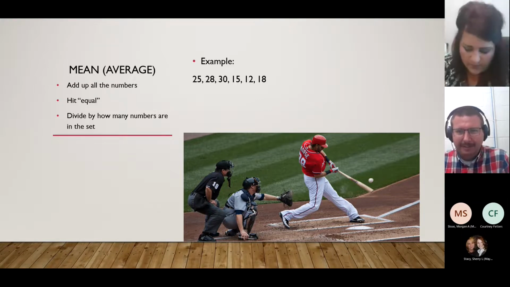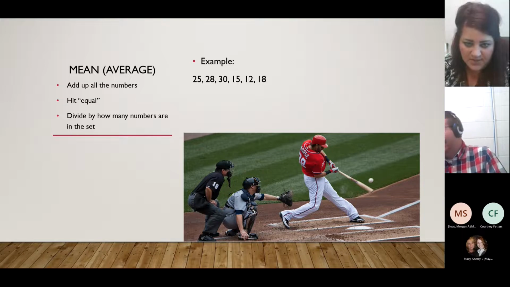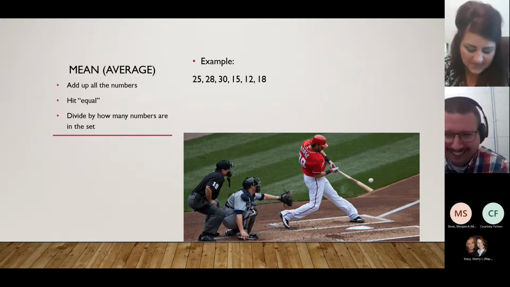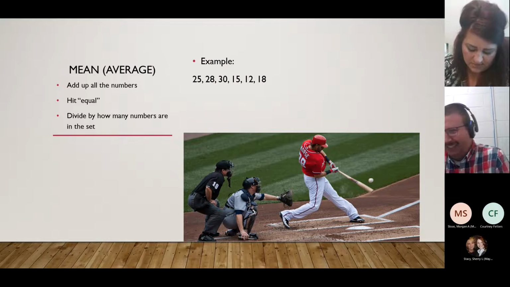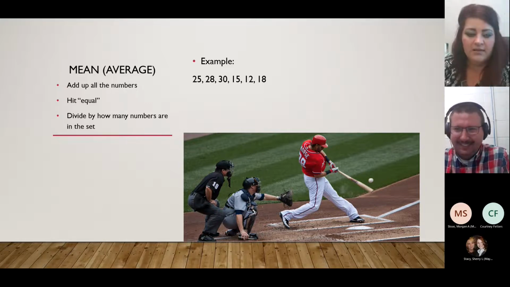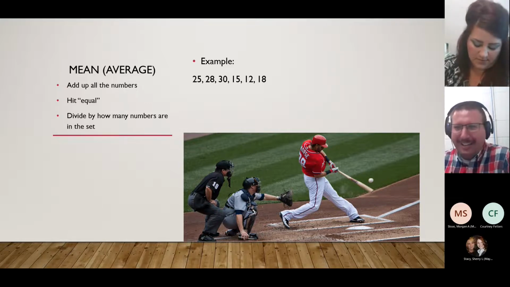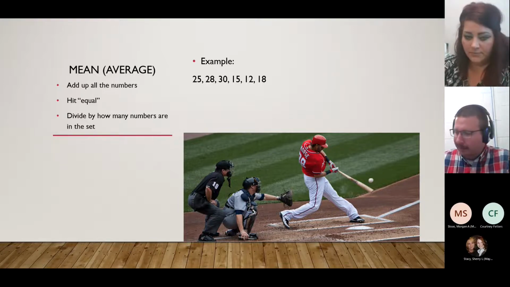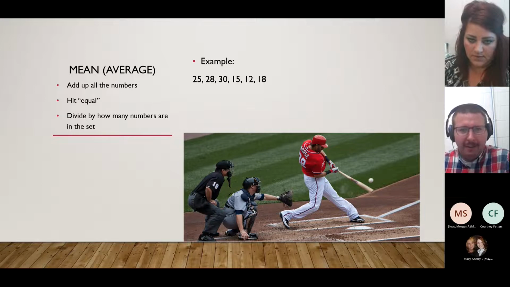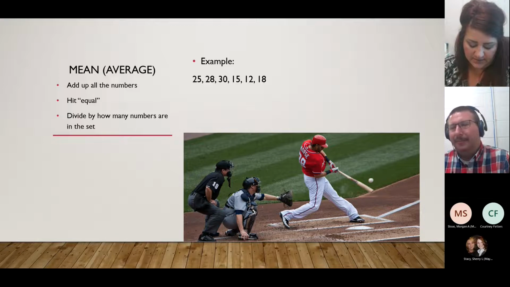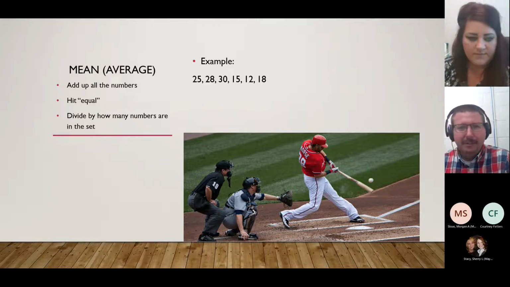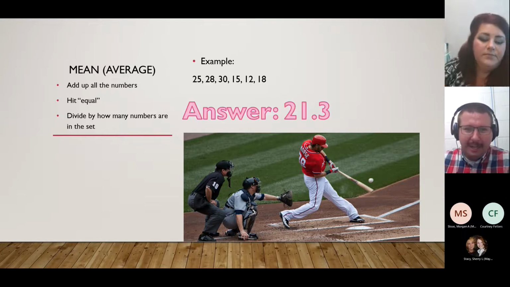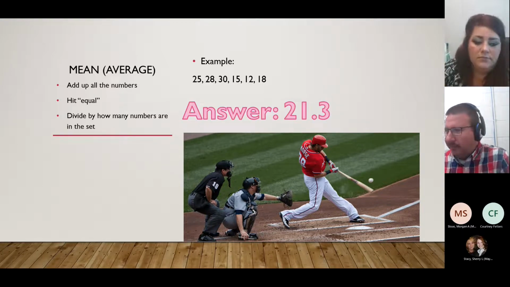Hey Siri, what is 25 plus 28 plus 30 plus 15 plus 12 plus 18? It is 128. Now, divide by how many you have. There's 6 of them. Hey Siri, what is 128 divided by 6? 21.3. So 21.3 is the answer.